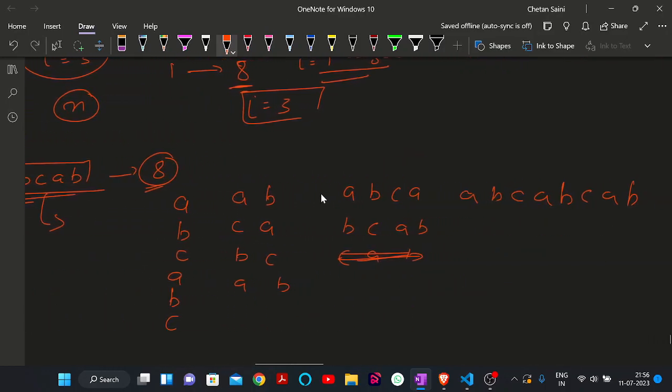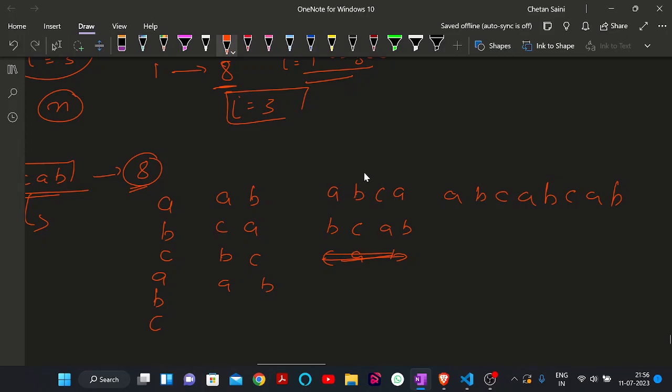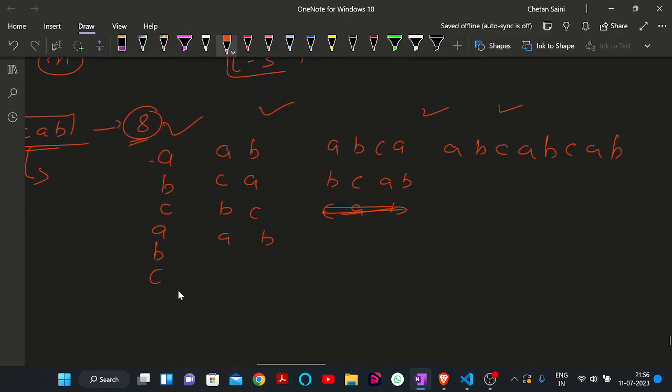Now you can see that there is not any grid which contains two cells with the same character. You can check any grid here. Now, why is it working? For that, look at this. In this one, the condition is only on adjacent characters: the i and i plus one characters should not be the same for this grid.